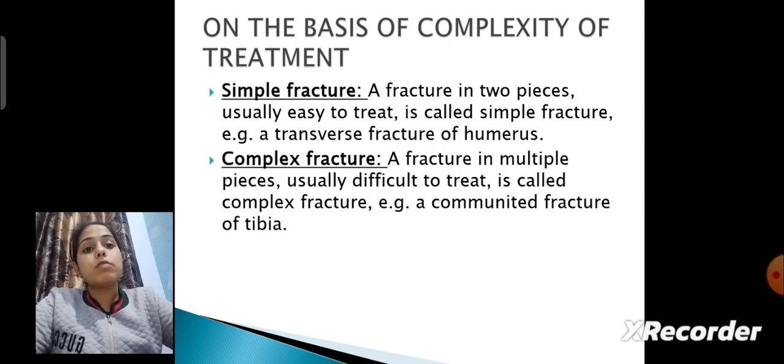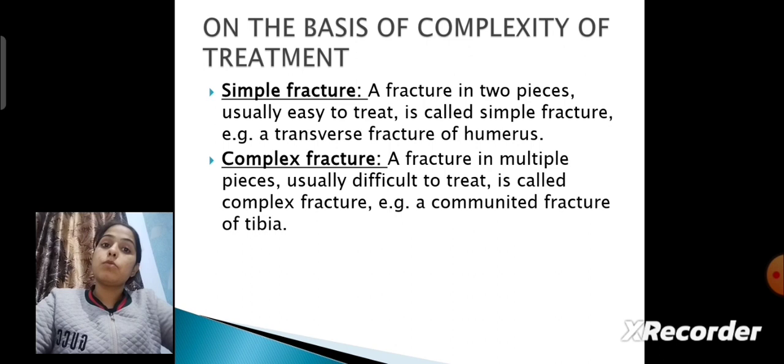Next is complex fracture, a fracture in multiple pieces. When bone breaks into many fragments, those fractures are known as complex fractures. For example, comminuted fracture of tibia. And also in complex fracture, displaced fractures commonly occur.